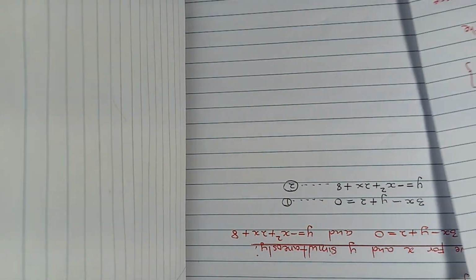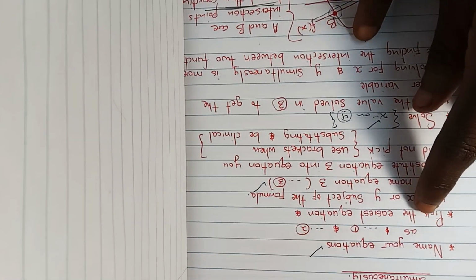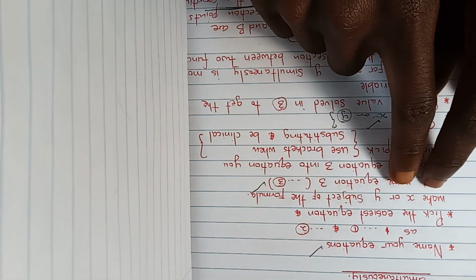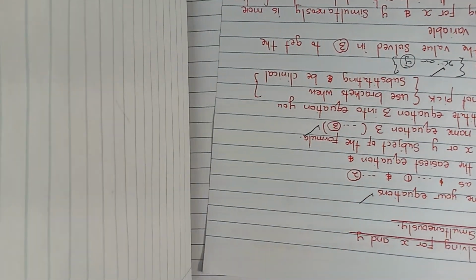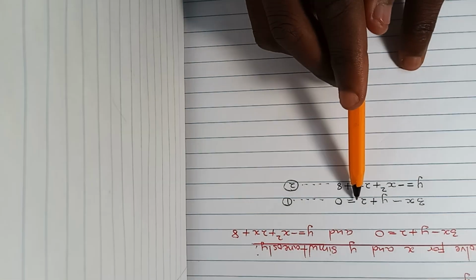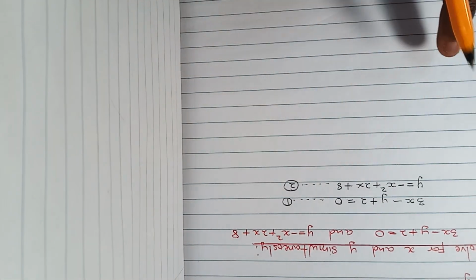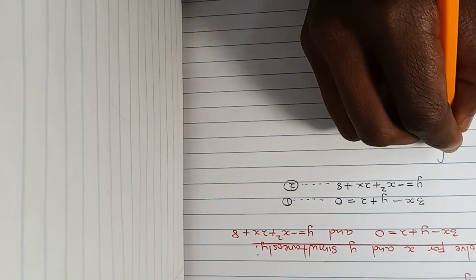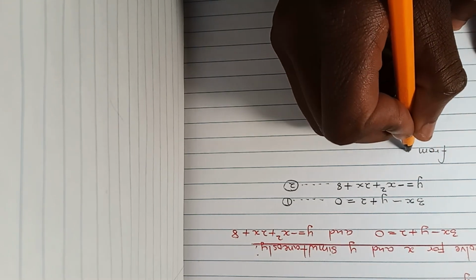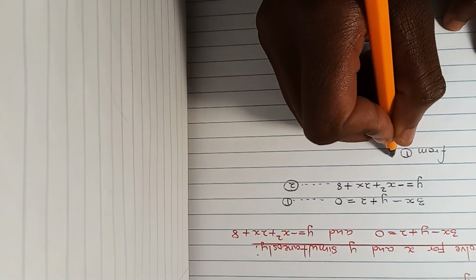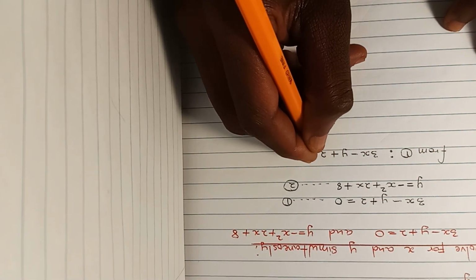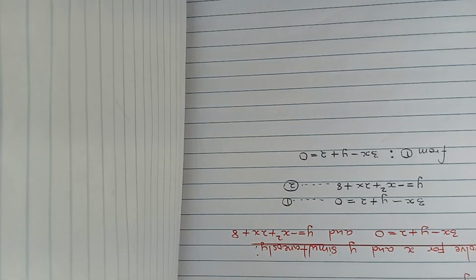Now we go to the guide. It said name your equations. We did name our equations. Then pick the easiest equation and make x or y subject of the formula. The first thing that I'm going to do is pick my equation. Between the two, which one is easy? For me, I think equation 1 is easy. So I will say from equation 1, and I will write it as it is: 3x minus y plus 2 equals 0. So now I did pick my equation.